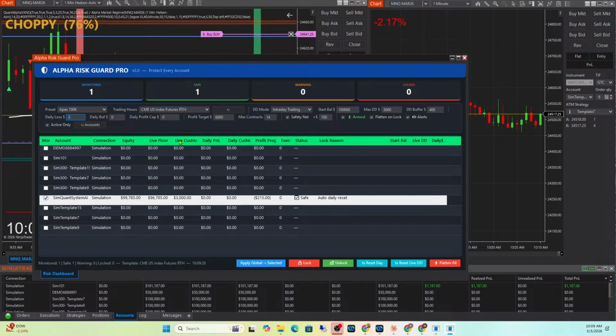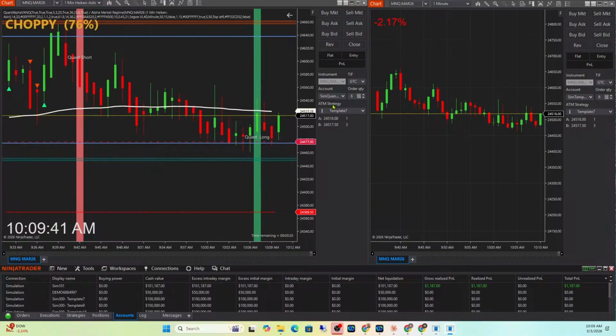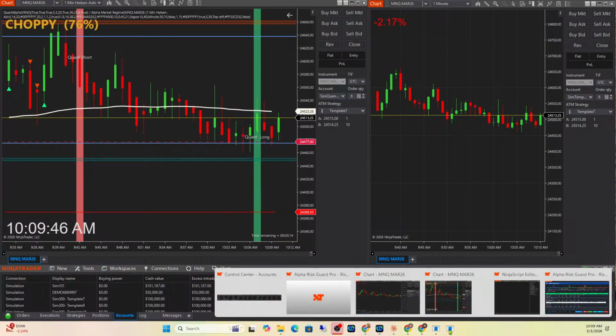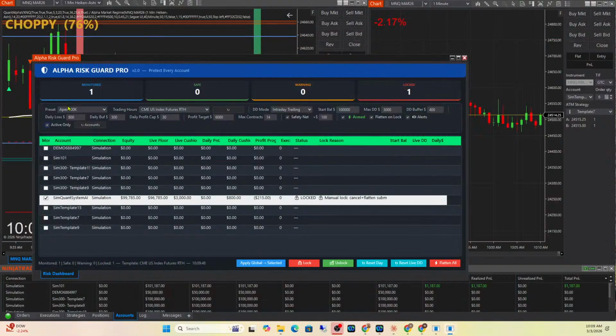Let's say $800 daily max loss, and daily buffer of $300. Daily profit cap like $300, and I can say okay, lock. One second, what happened? So what I did is lock this account as monitored, which is the Apex 100K, and it automatically pulled up the information. It is intraday trailing.